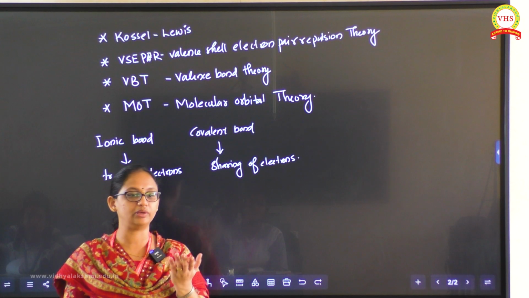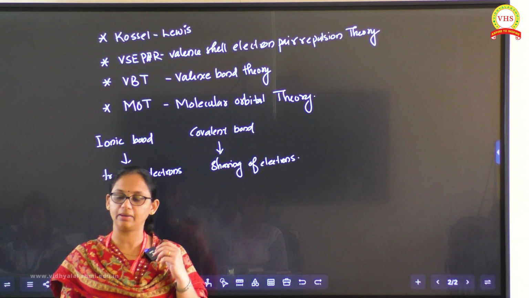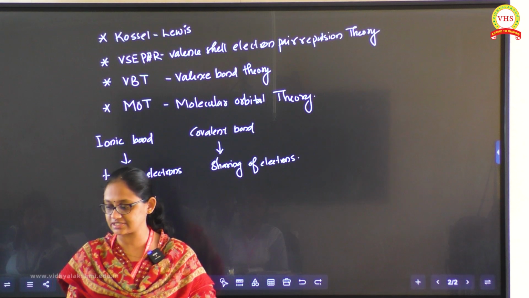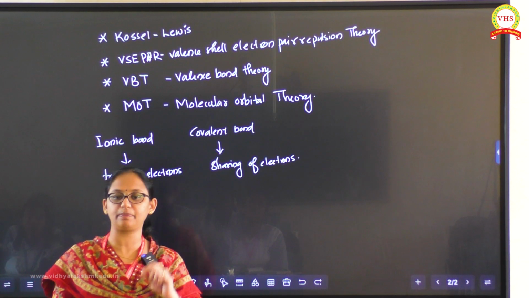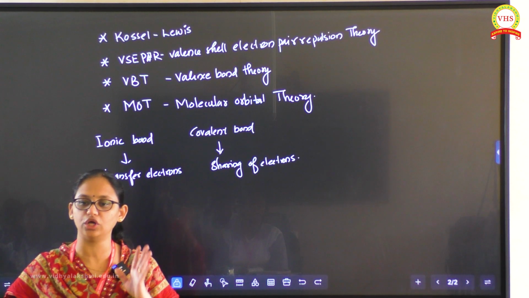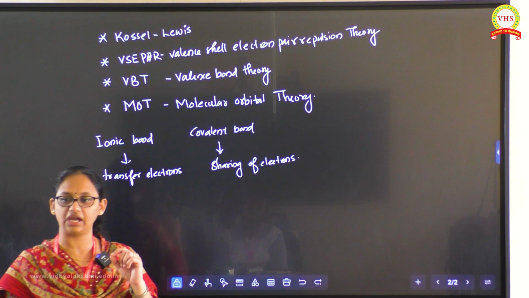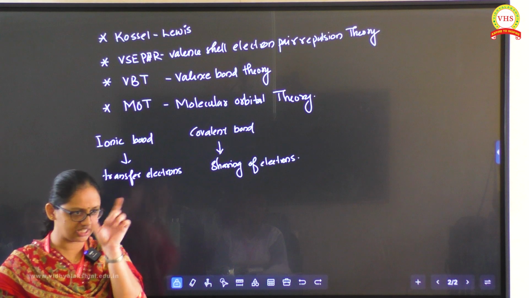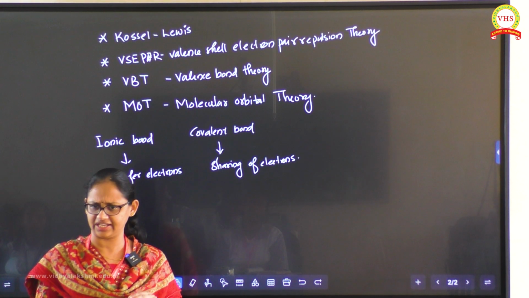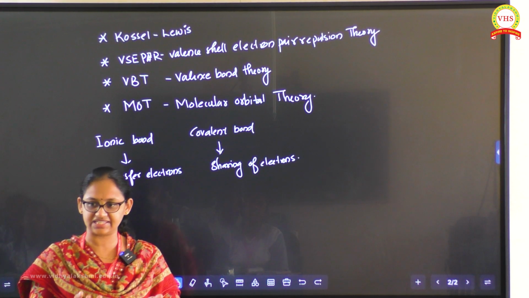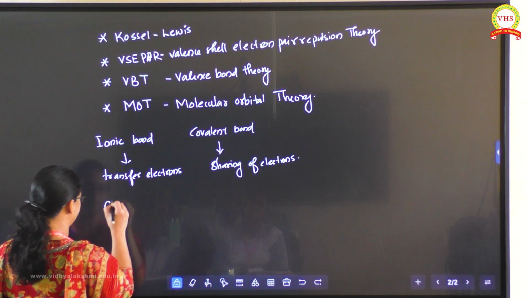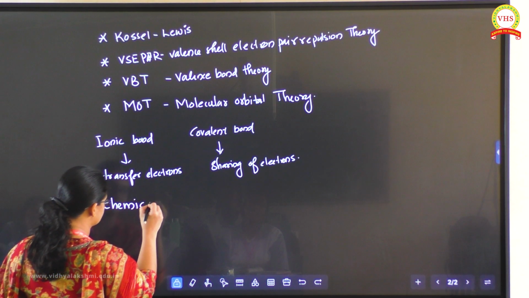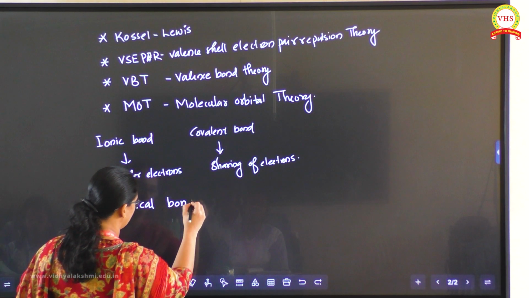Then what do you mean by a chemical bond? Chemical bond means the force of attraction that holds the constituent particles present in a molecule. Usually there is no actual line there, but in order to represent that force of attraction between the atoms, we use lines. It is called a chemical bond.